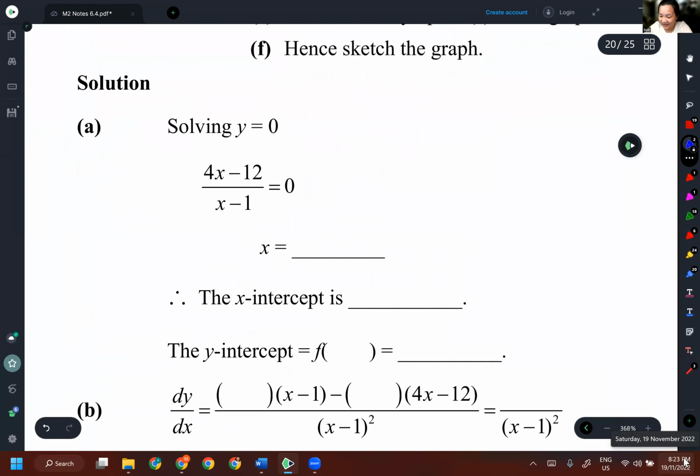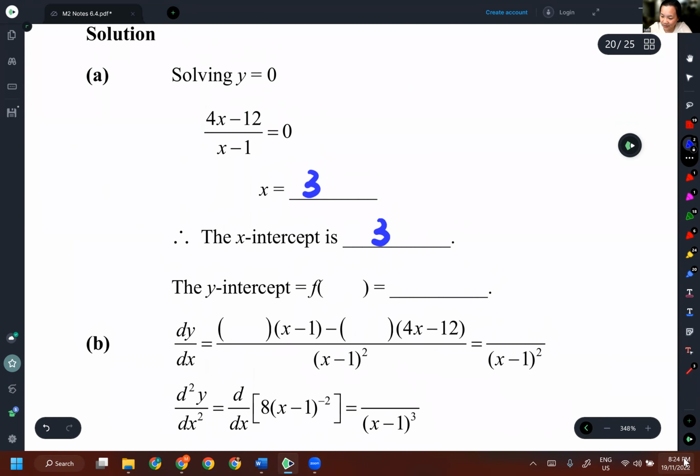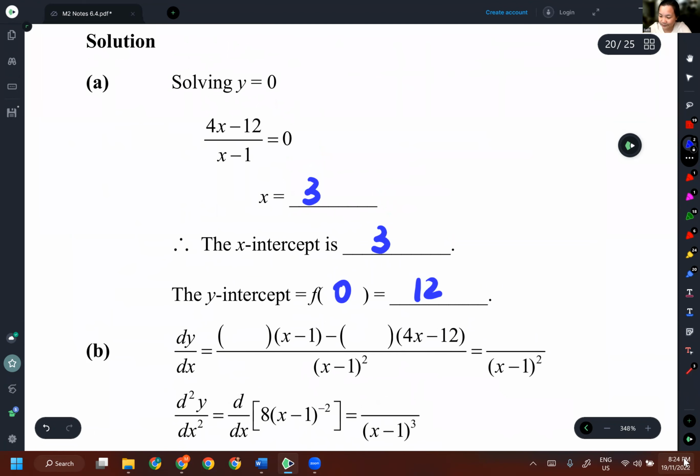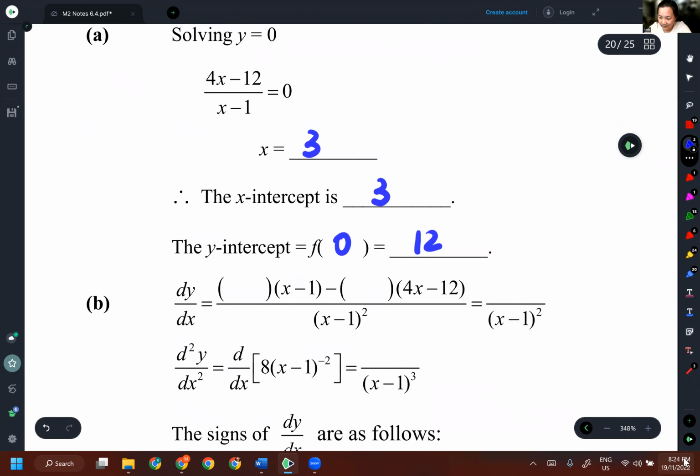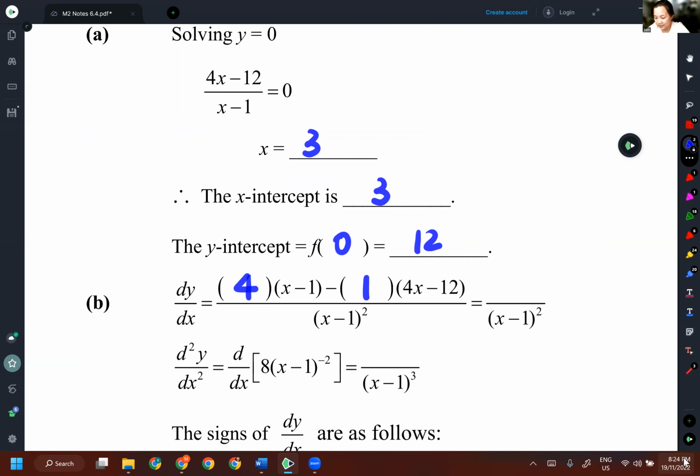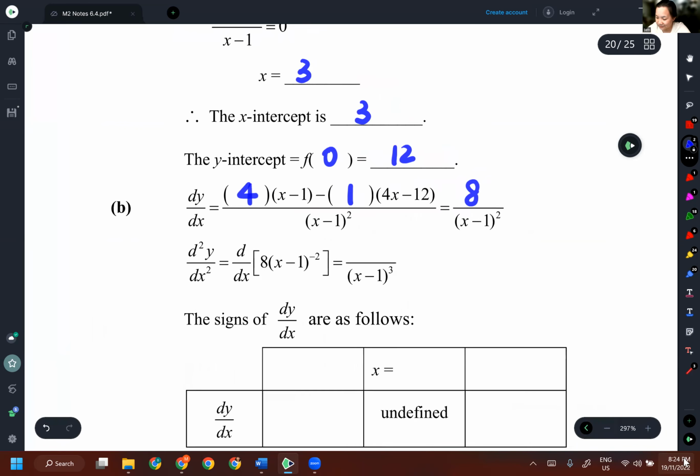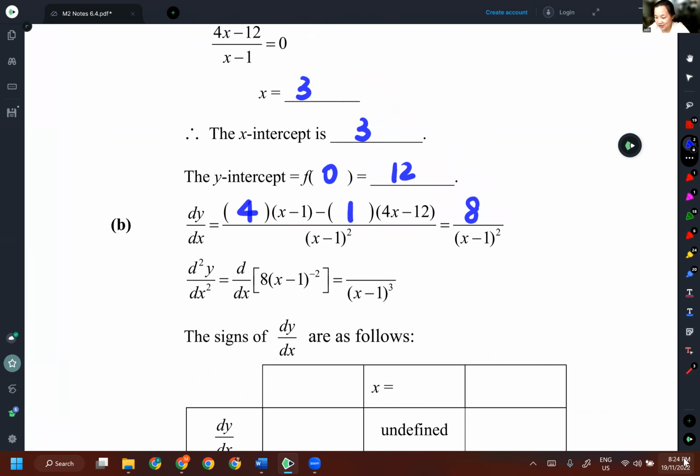Okay. When this equals 0, x equals 3, x-intercept is 3, y-intercept 12. First derivative, d high, low, d low, high. So 4x, 8. Isn't it? I just want to know if I'm correct or not. Second derivative. Let's differentiate twice. So negative 16. You see, I do not use quotient rule.